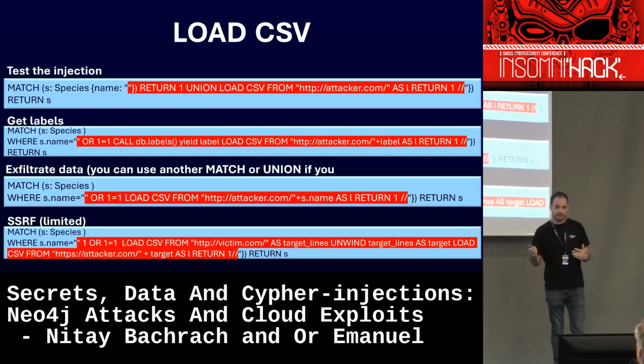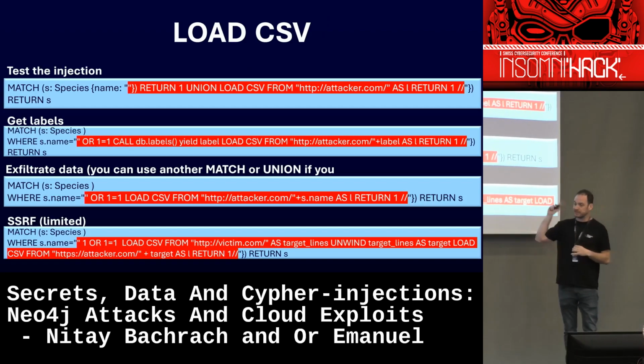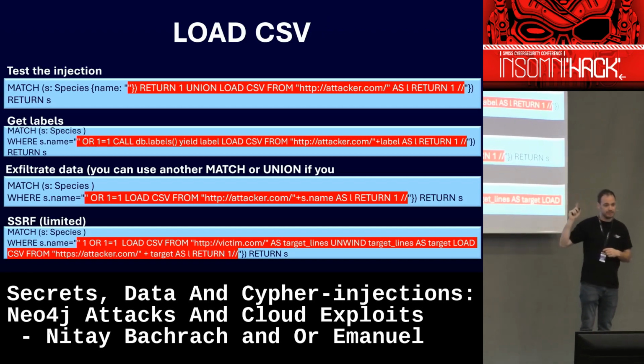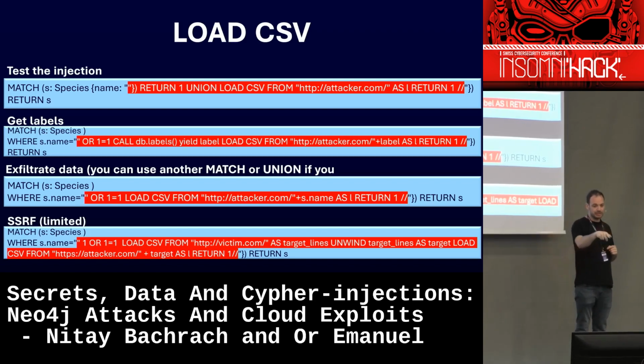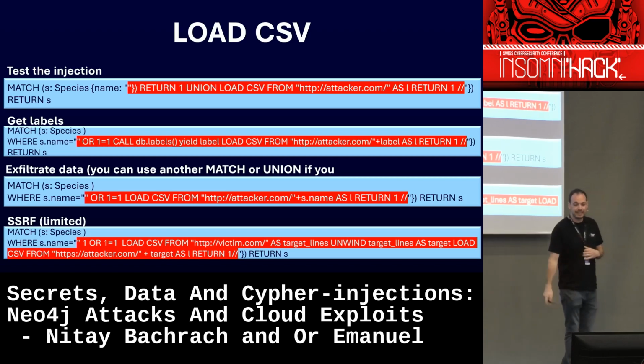So this is what an injection would actually look like. If I found an injection, the first one would be load CSV. So I do the union thing that I talked about to make sure that there is data, and that Neo4j even runs our payload. And I use load CSV.